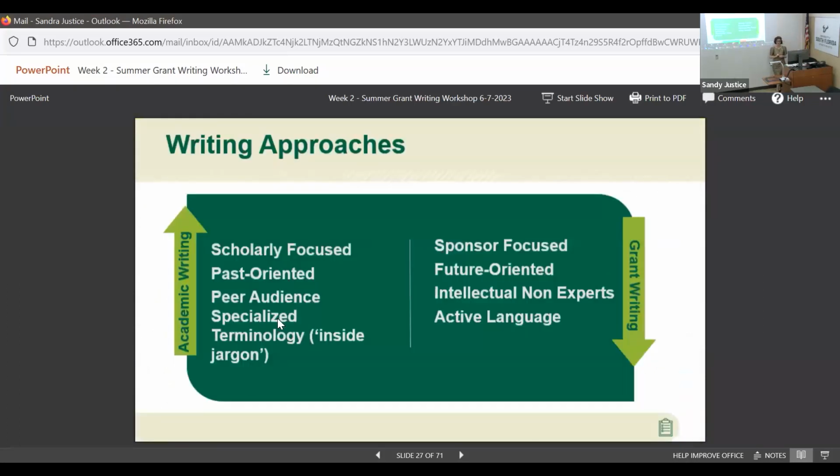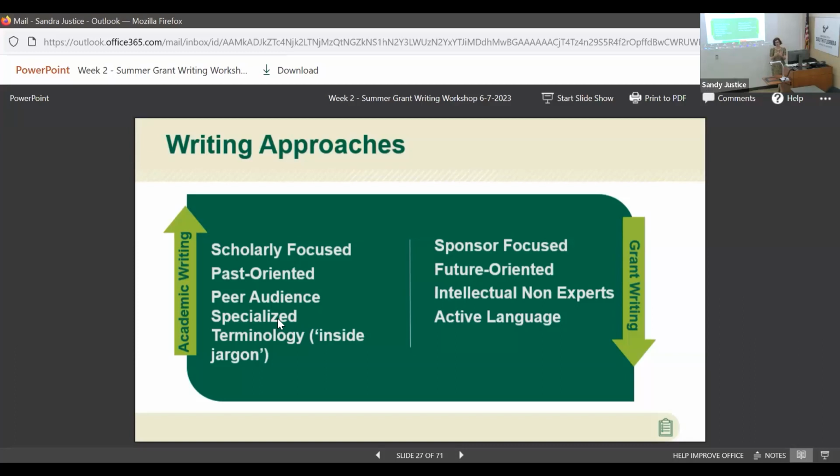Grant writing is not the same thing as academic writing. When you're an academic and you go through and you're getting your PhD, they're teaching you how to write as a scholar, right? Which oftentimes is past oriented. This is what we've seen. This is how it's happened, right? And it's peer audience focused. So in academic writing, you're only writing to the top of your field.